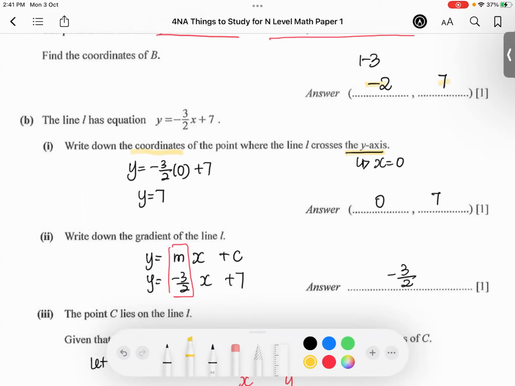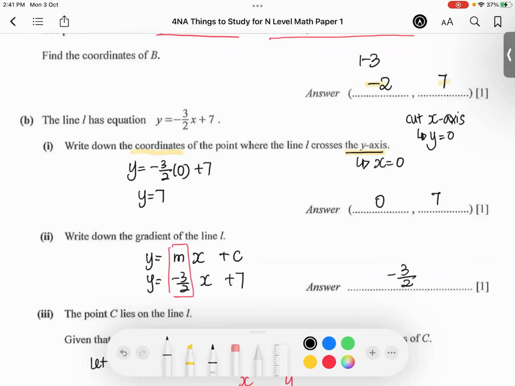So this is very common. But do you know, if I cut the x-axis, then y will be equal to 0. So don't just know one version, you must know the other version. If it cuts the x-axis, then what happens? y is equal to 0. So maybe these few years, they all test the y-intercept. Maybe next year or this year, they might test you on the x-intercept instead.